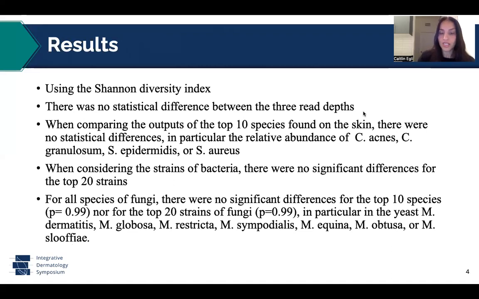When considering the Shannon diversity, there was no statistical difference between the 3 read depths. When comparing the outputs of the top 10 species found on the skin, there were no statistical differences. When considering the strains of bacteria, there were no significant differences for the top 20 strains, with a p-value of 0.86. For all species of fungi, there were no significant differences for the top 10 species with a p-value of 0.99, nor for the top 20 strains of fungi with a p-value of 0.99.